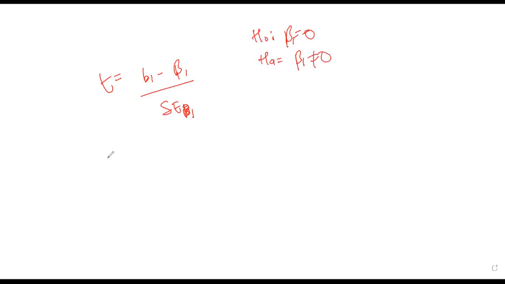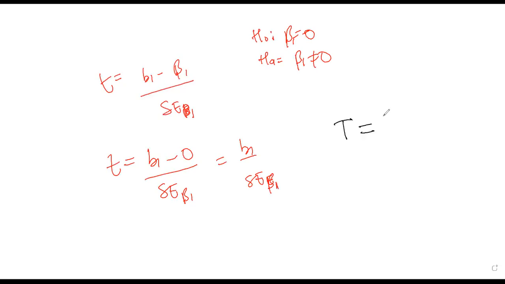So t is equal to beta 1 minus 0 all over the standard error of beta 1, and that gives us beta 1 over the standard error of beta 1. In other words, the t statistic is the beta divided by the standard error of that beta. That is how we get the t statistic. And if you change the subject, beta 1 will be equal to the t times the standard error.